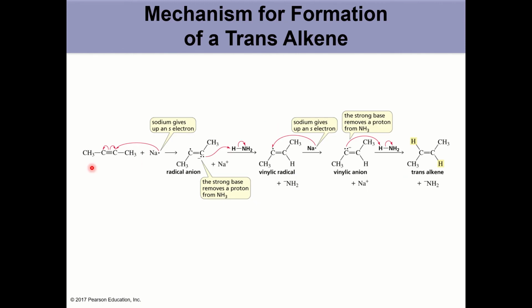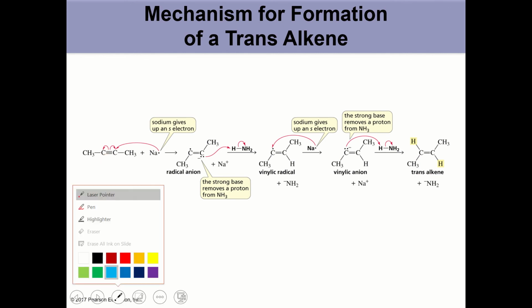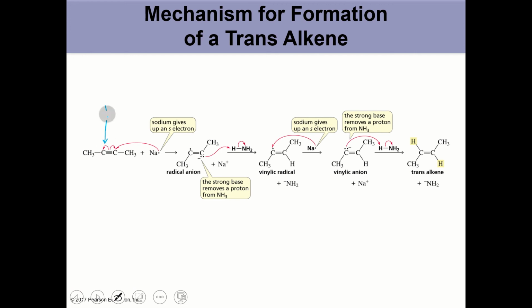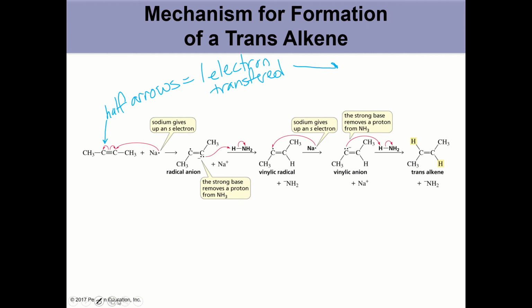Okay, and now we need to look at the mechanism. Note that these are all half arrows. Half arrows equal one electron transfer. Okay? So in a half arrow, you only have half of the arrowhead, and that's what we're referring to. Let's look at this mechanism.